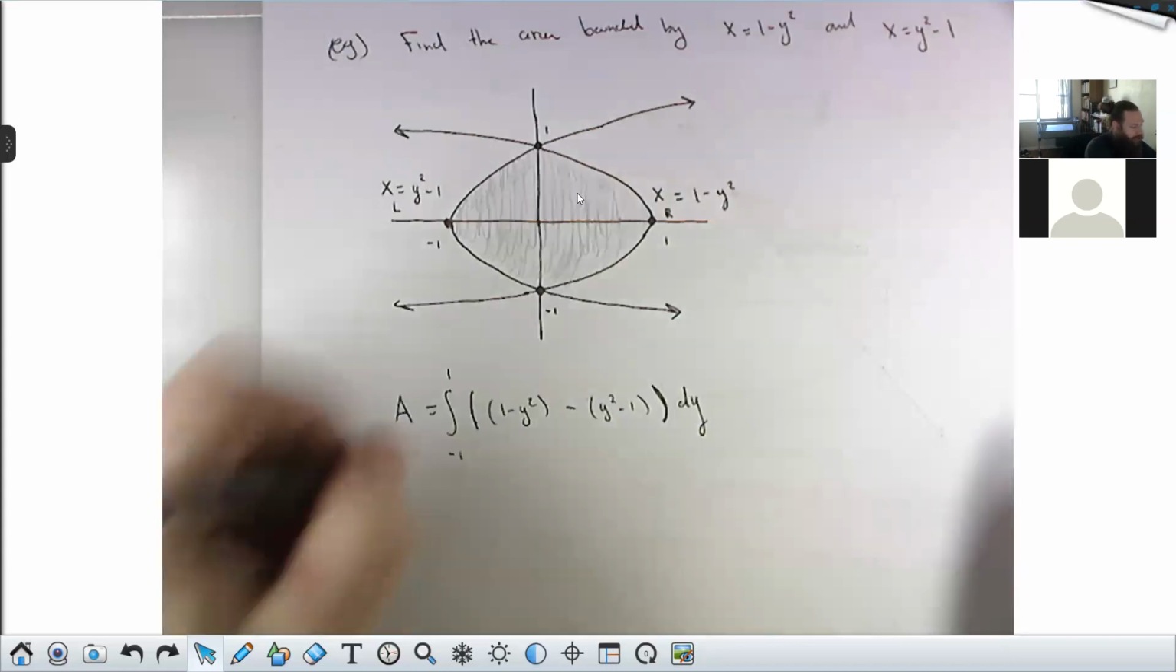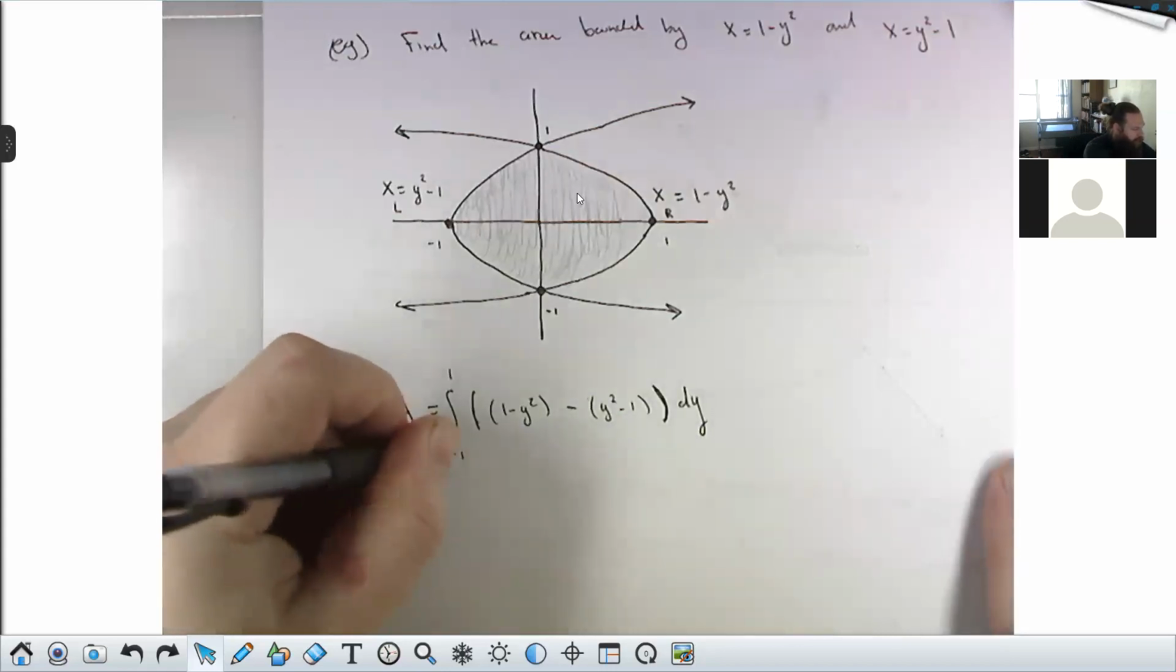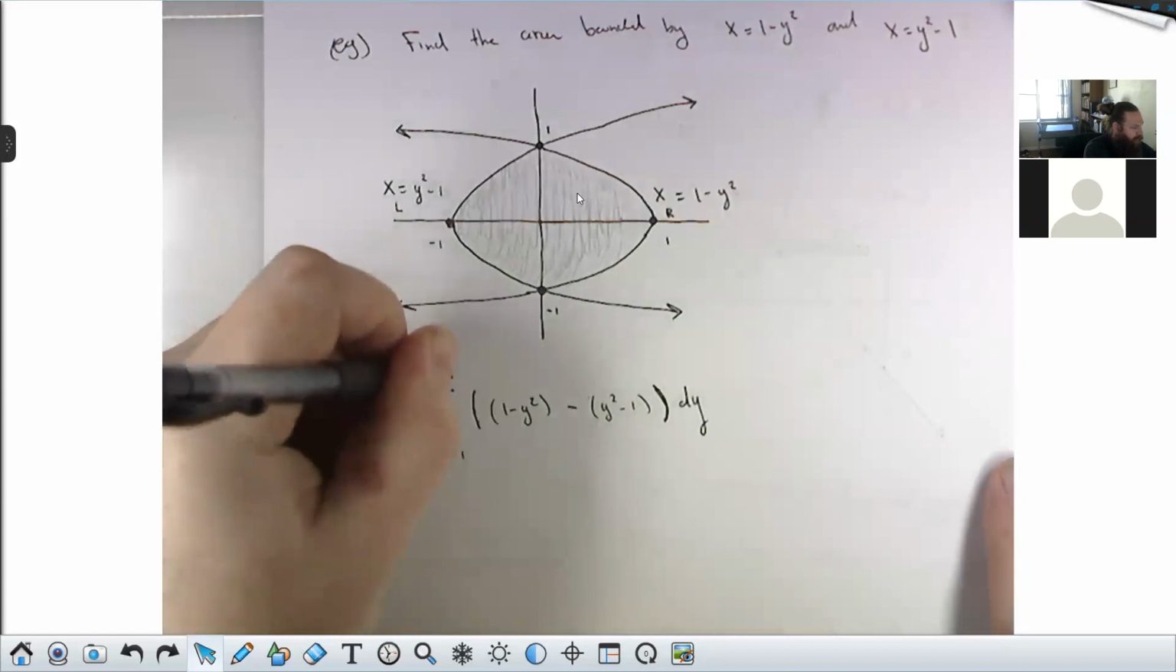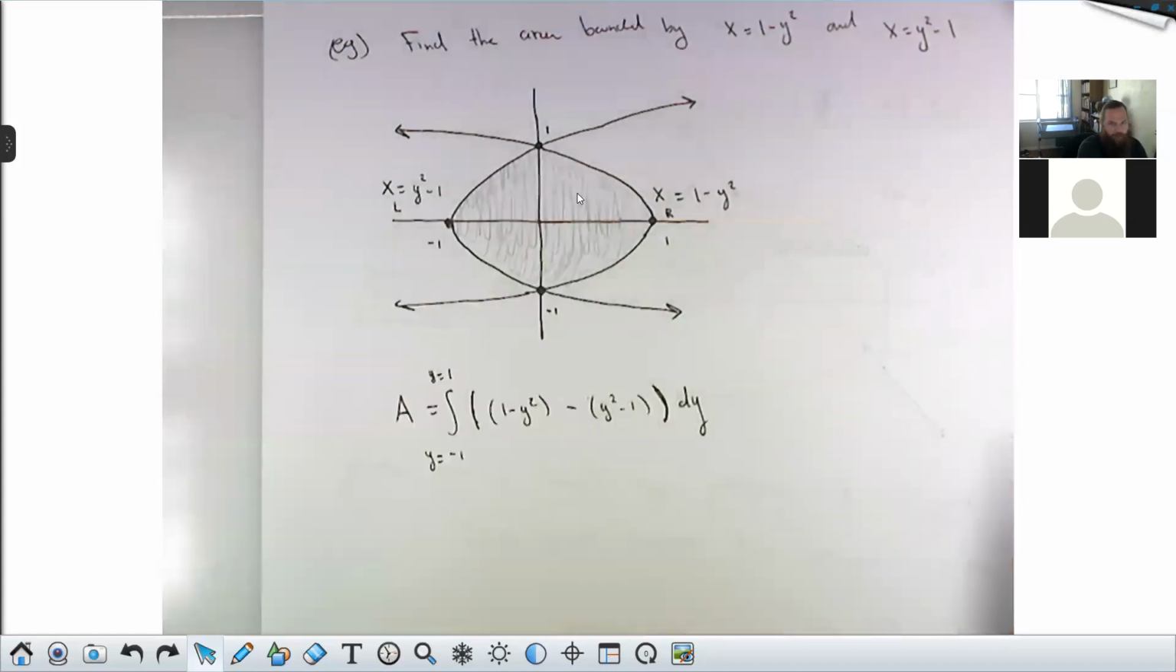Okay. I want to emphasize that these bounds are y values. Right? This is my lower bound. It's this y value, and this is my upper bound. It's this y value. If I think of this as being full of little Riemann rectangles, those Riemann rectangles are oriented sideways, which means that they start down here and they end up here. But from this point on, the problem is easy.